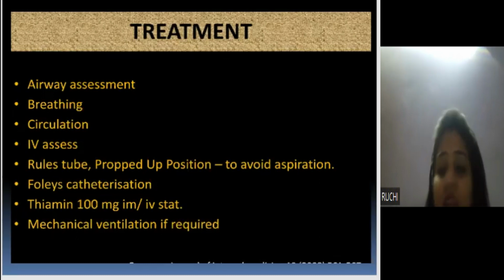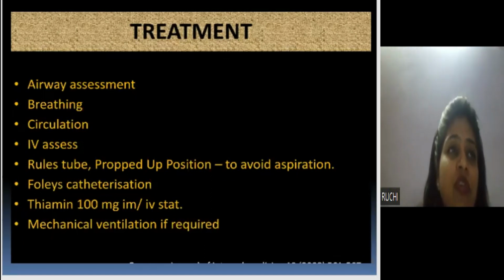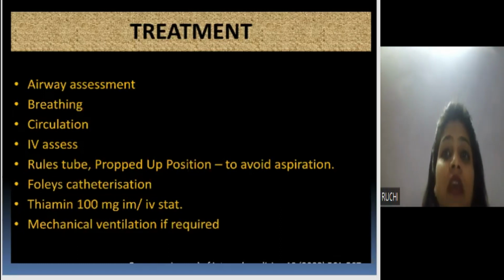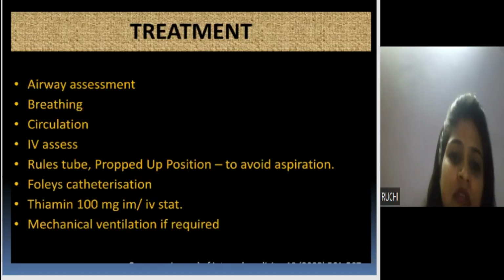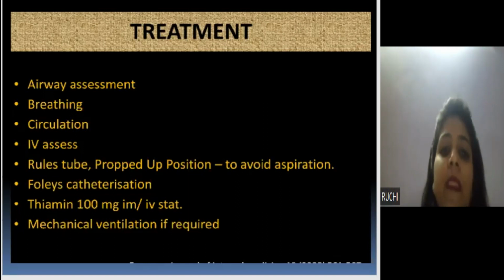Breathing, we can assess the ventilation by giving oxygenation, airway intubation and ventilator support. Circulation, the patient might be severely hypotensive because of recurrent vomiting, acute electrolyte imbalances, acute dehydration. So good IV access and good IV fluids along with thiamine. Thiamine is very important and should be given to a patient of alcohol intoxication. We should be giving a good amount of fluids.